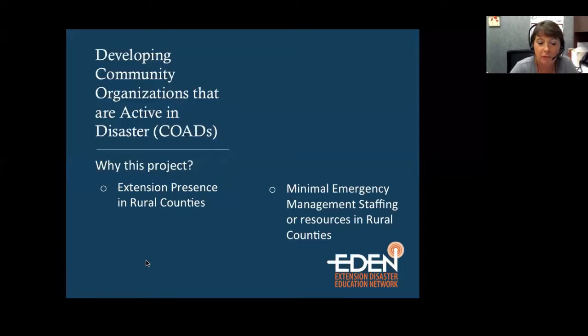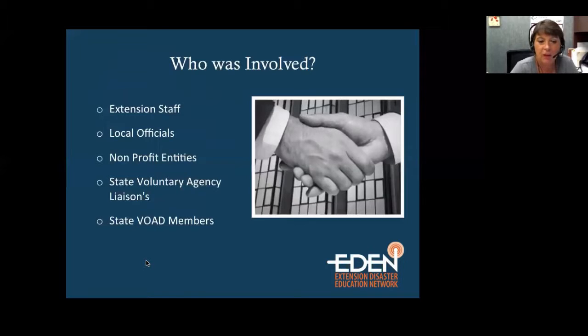If we move on to the next slide, we can look at who was involved in this project. Obviously from each of our states, we had extension staff that took the lead. But we also worked with a lot of our local officials, including our emergency management directors, our county boards, and many times mayors, those kinds of officials who may have a role to play in disaster recovery. We also invited lots of not-for-profit entities within our states or regions because we wanted to make sure we were tying in all of those people that have a role to play as well.